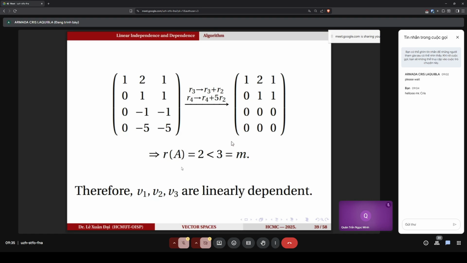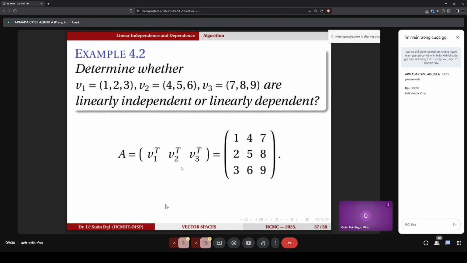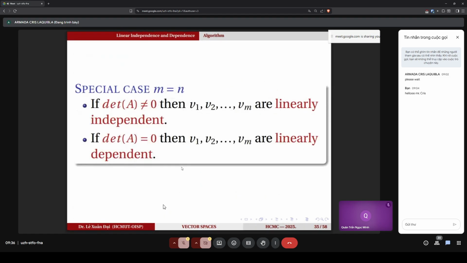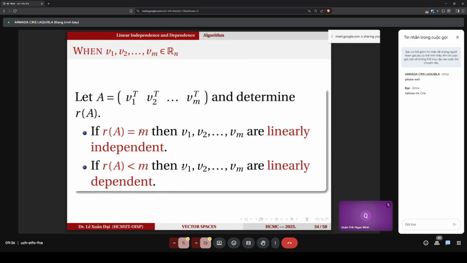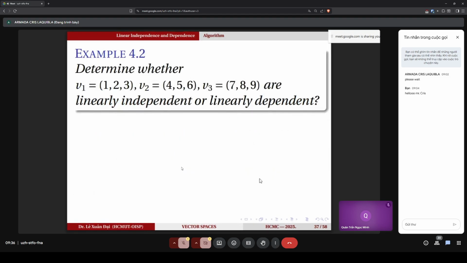Your M here, class, is the number of vectors. That is its definition here. If you can go back here, your rank of A is equal to M, the number of vectors V1, V2, up to Vm. So it's the number of the vectors if it's equivalent to the rank of A. Okay, next.